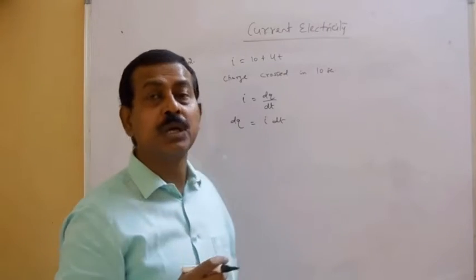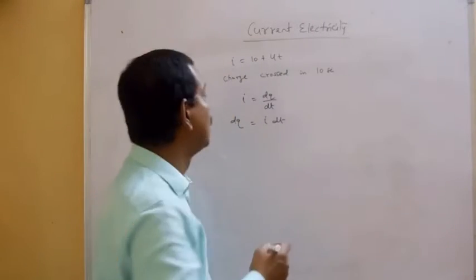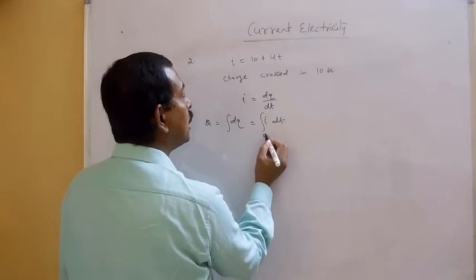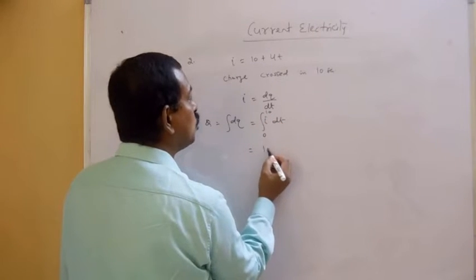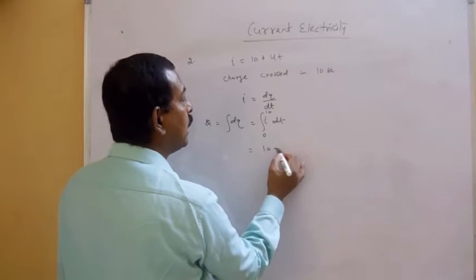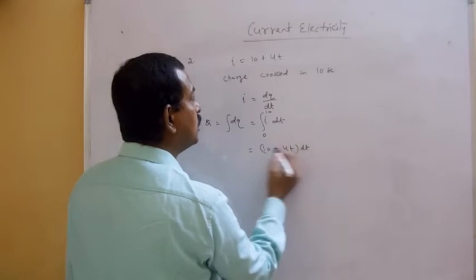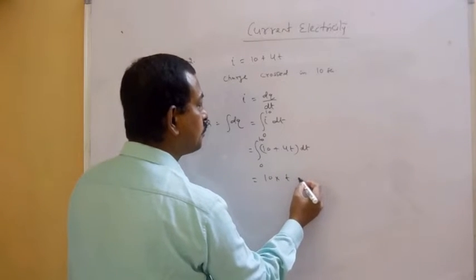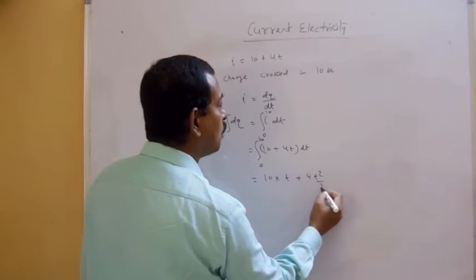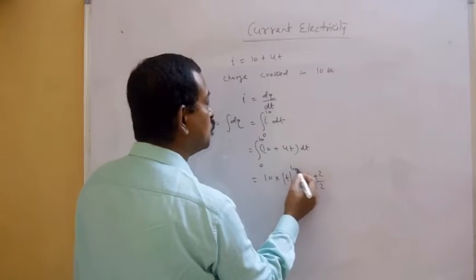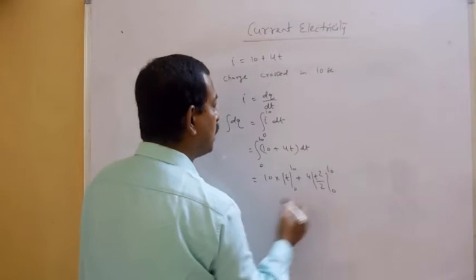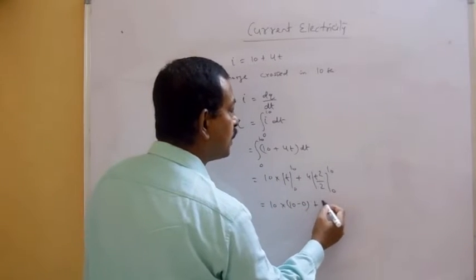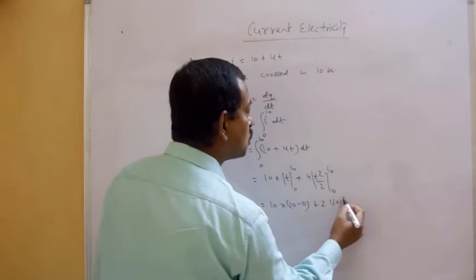If you want to find the total charge, then we have to integrate this. So the total charge will be the integral from 0 to 10 seconds. Substituting I, it is the integral of 10 plus 4t dt from 0 to 10. So this is 10 into t plus 4t square by 2, from 0 to 10. So this is 10 into 10 minus 0, plus 4 by 2 into 10 square minus 0.